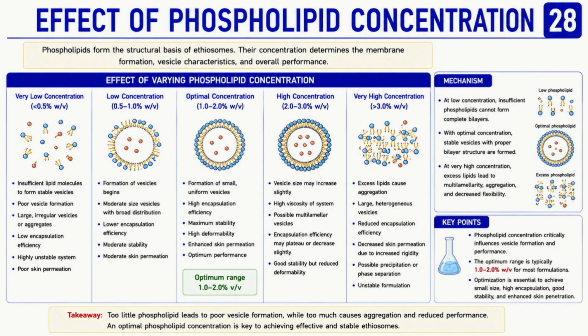Effect of phospholipid concentration. The phospholipid concentration influences the amount of lipid available for vesicle formation. Increasing the phospholipid concentration may increase the drug entrapment for certain drugs. It can also alter the vesicle size and the membrane properties. However, excess phospholipid can increase the viscosity and may produce larger or more heterogeneous vesicles. Therefore, the optimum concentration depends on the drug and desired delivery characteristics, right?